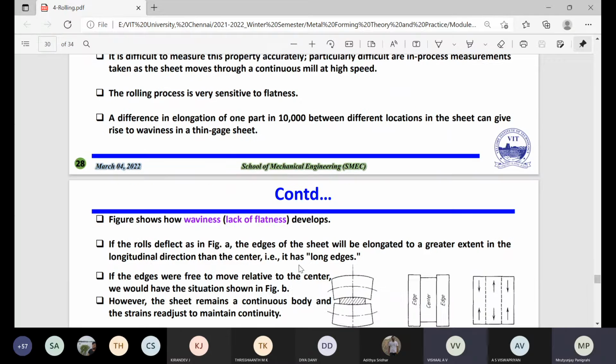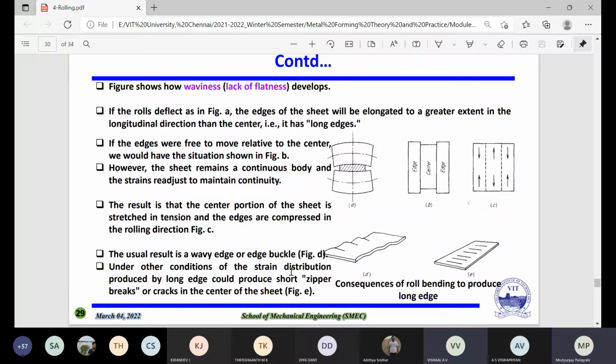Okay, so I will show some of these photos that you will see here. If you are finding some waviness or lack of flatness, how actually is it generating, how actually is it being created? Okay, so there is a schematic diagram you can see. We will find here, this is actually the lack of flatness, what you just told a few moments back. You will find this kind of sheet.